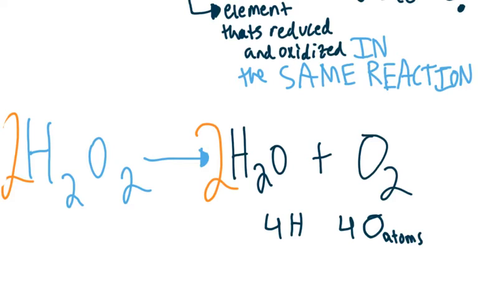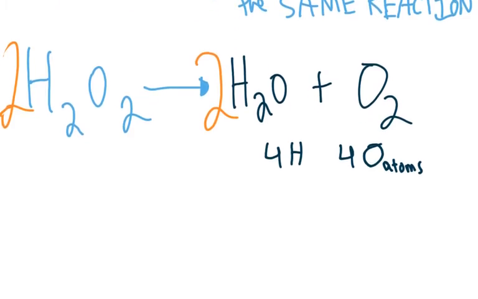Sorry, I erased that by accident. We're going to have 4 hydrogen atoms on this side and 4 oxygen atoms on this side. Then we're going to have 4 hydrogen atoms on this side, and 2 plus 2 oxygen atoms on this side, making 4 oxygen atoms also. So we're balanced. Now let's see how this is a disproportionation reaction.